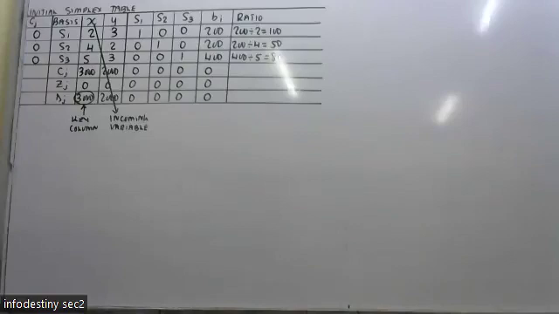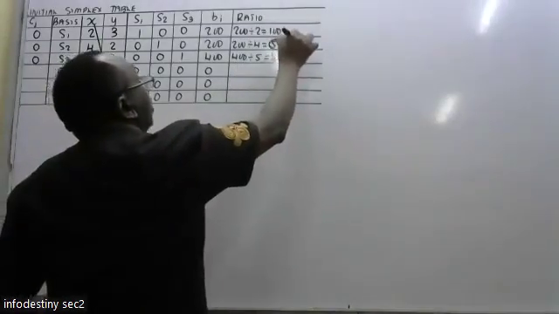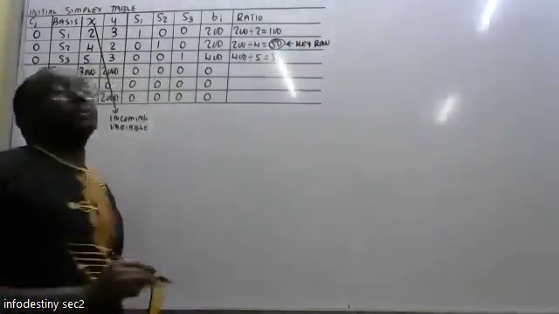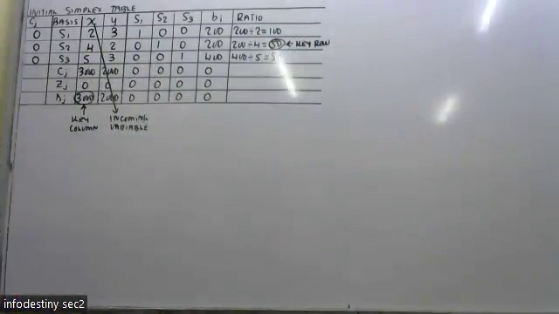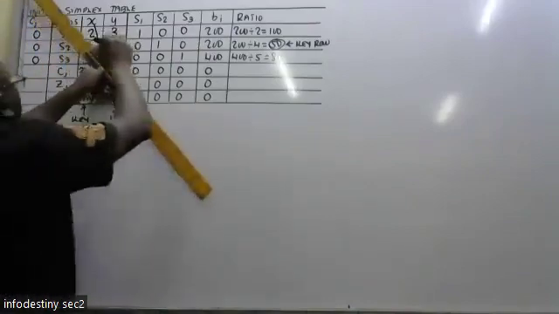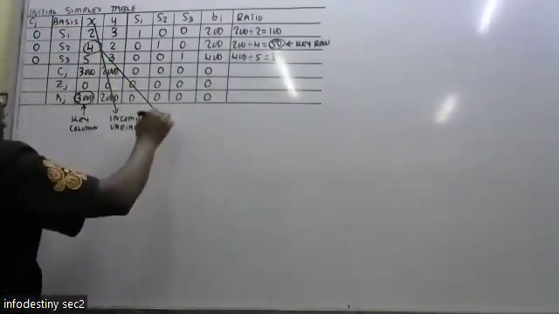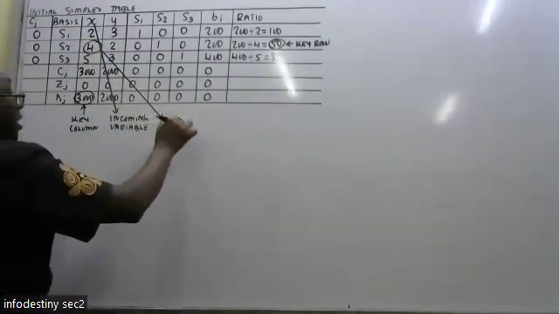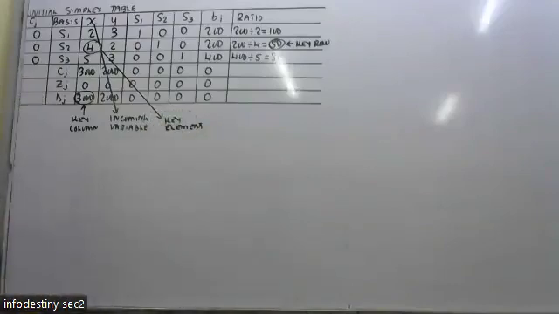After doing that, I told you to take the lowest. The lowest among those three is 50. So this row is called the key row. Then the item at the intersection of the key row and the key column, this one here, is called the key element.